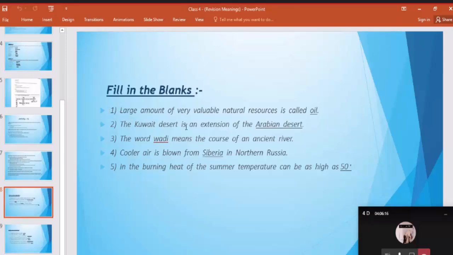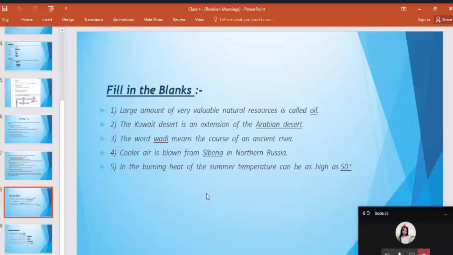Large amount of very valuable natural resources is called oil. Third one.